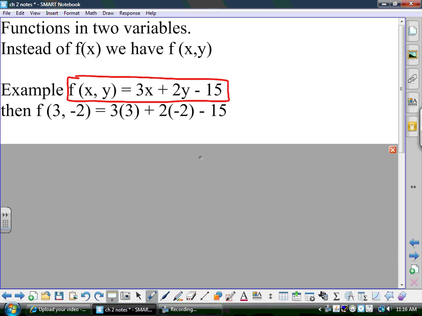So if we wanted to figure out what's the value when x is 3 and y is negative 2, we just plug in 3 everywhere we see x and negative 2 everywhere we see y to get an answer. In this case, we get 9 minus 4 minus 15, or negative 10 for a value.